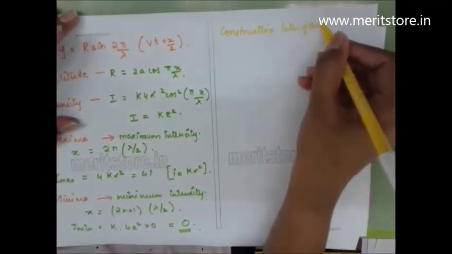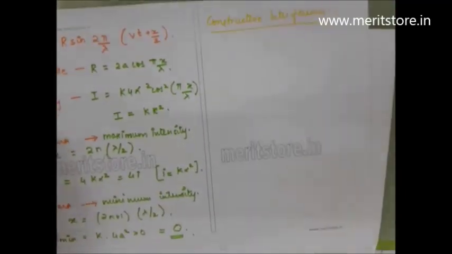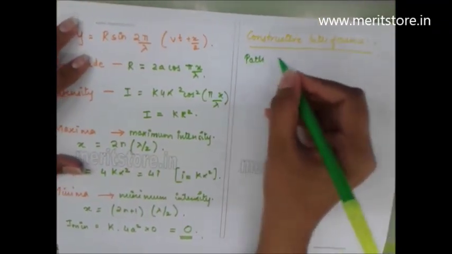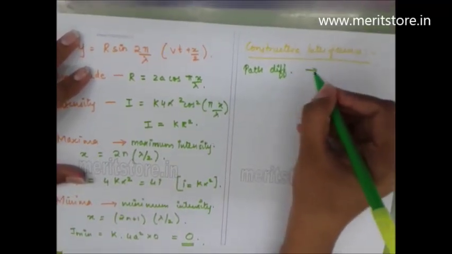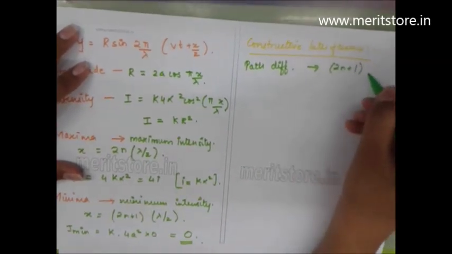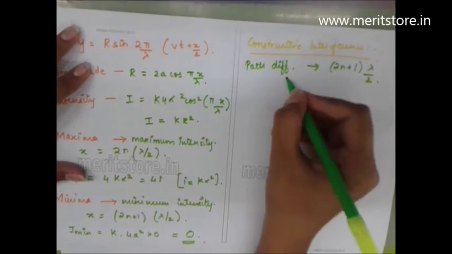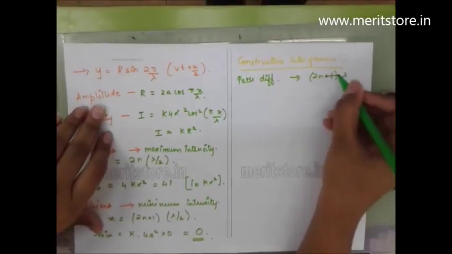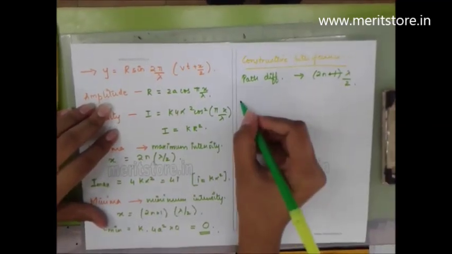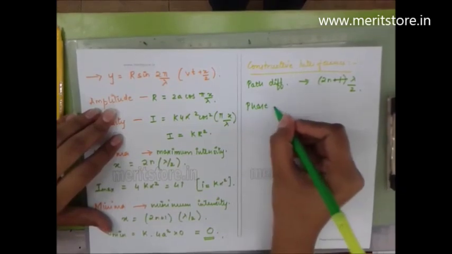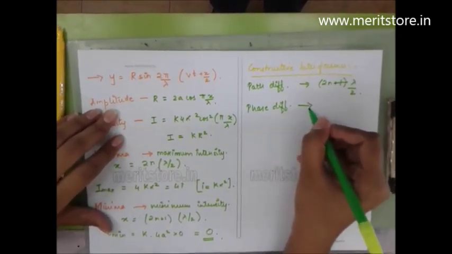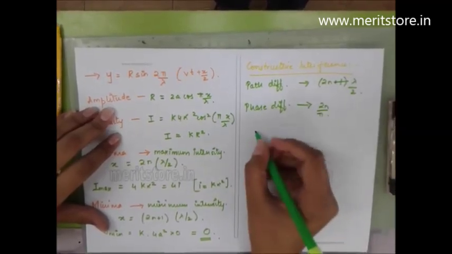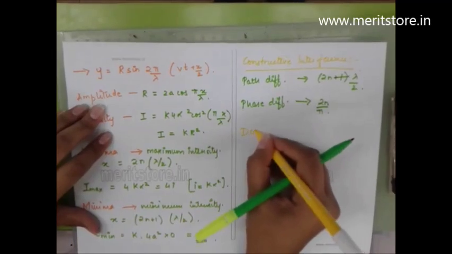Now moving on to the condition for constructive interference. The path difference is given as 2n lambda by 2 for the constructive interference, and the phase difference is given as 2n pi.